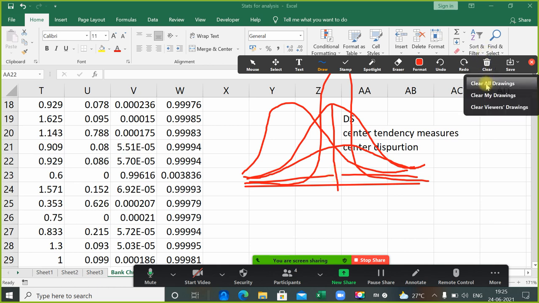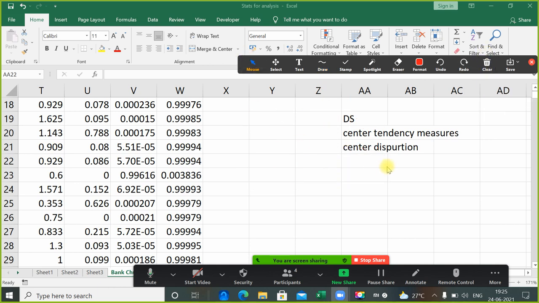So which are the central tendency measures we have? You may have gone through that.